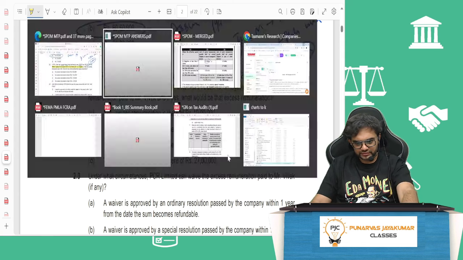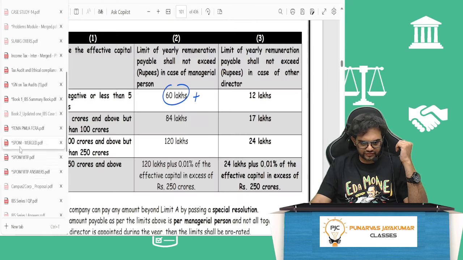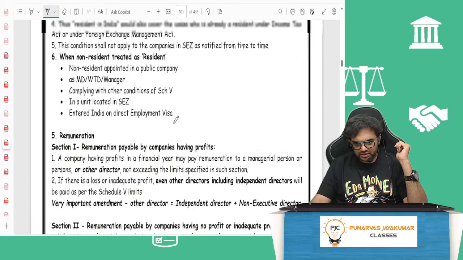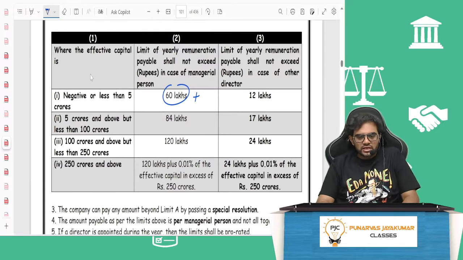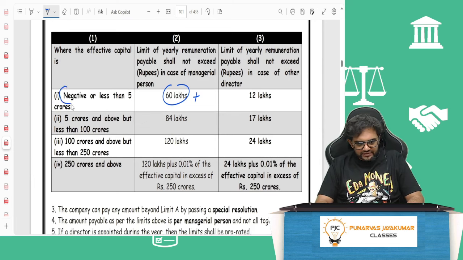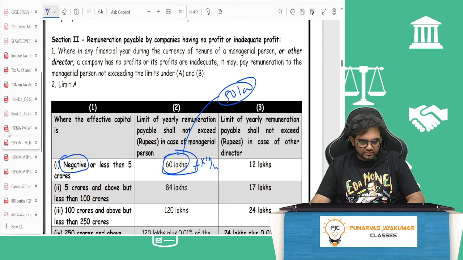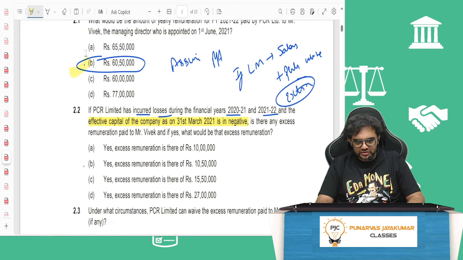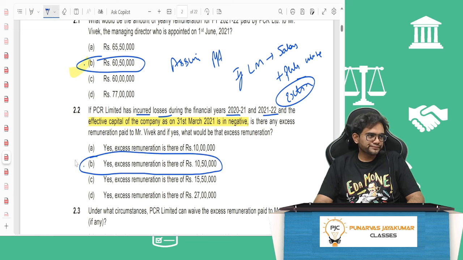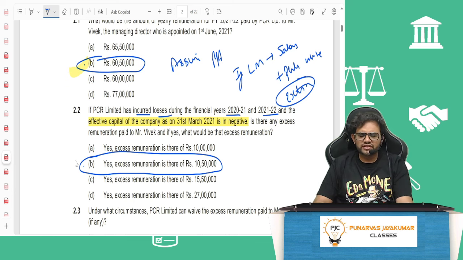So guys, as per the table, if you go to my notes, page number 96, my dear SPOM students, if the effective capital is negative, then yearly remuneration is 60 lakh. This is per annum. So if you make it for 10 months, it will be 50 lakhs. 50 lakh is what he is supposed to get. But what has he got? 60 lakh 50,000. So 60 lakh 50,000 minus 50 lakh will be 10 lakh 50,000 excess. Allowed only is 50 lakh.